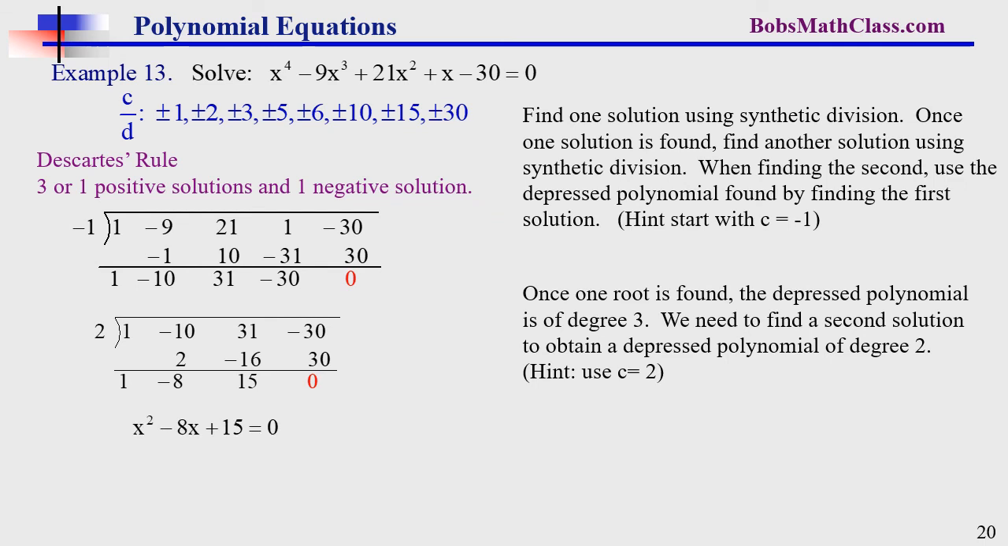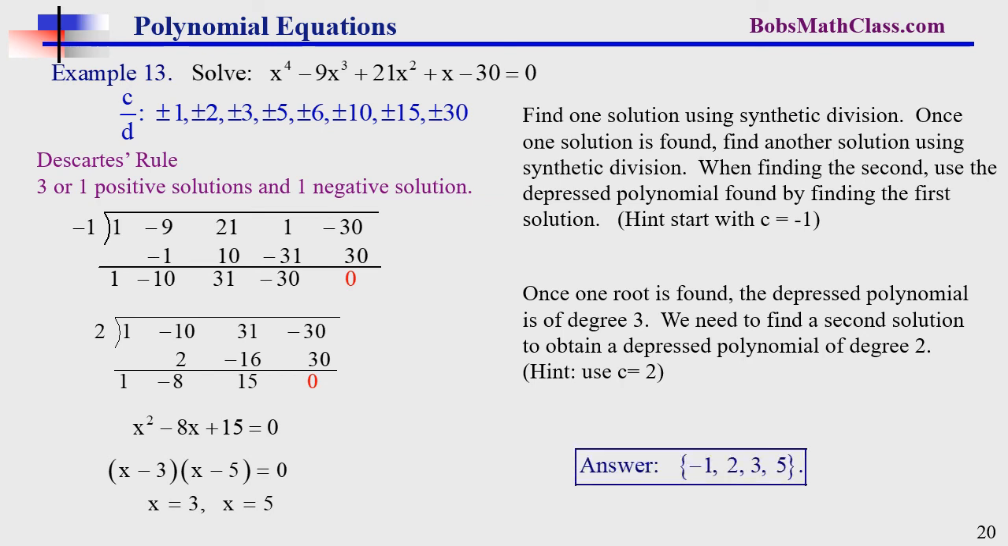And then that gives us x squared minus 8x plus 15. Again, I know I'm going through this really quickly. Make sure you pause it and go through each step. It takes a while. And then that factors. There's our 2 answers, 3 and 5, along with the first 2 that we found: -1, 2, 3, and 5.